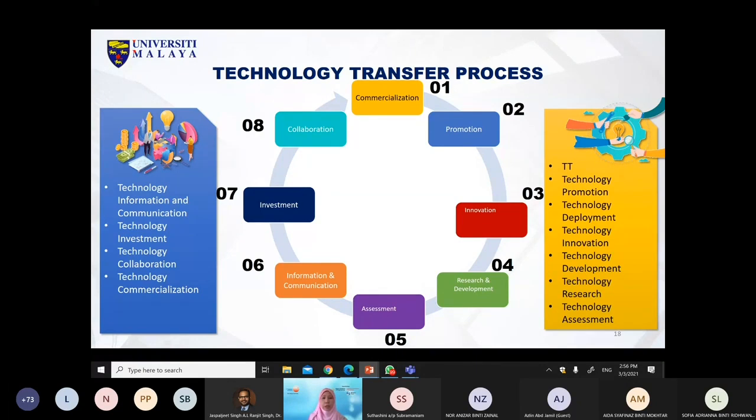Then we document it in terms of information and communication, and make a flyer and brochure. We start doing our business proposal and try to pitch to investors to get them to invest in our innovation, to license our innovation, and to get partnership and collaboration. So that's the whole process of commercialization.